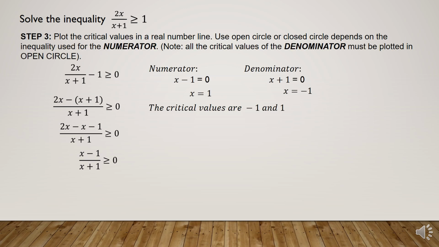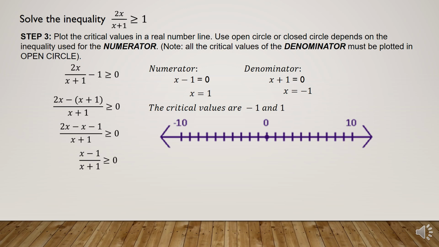Step number 3. Plot the critical values in a real number line. Use open circle or closed circle depending on the inequality used for the numerator. Note, all the critical values of the denominator must be plotted in open circle. Since we already identified the critical values, which are -1 and +1, we will now plot these critical values in a real number line.